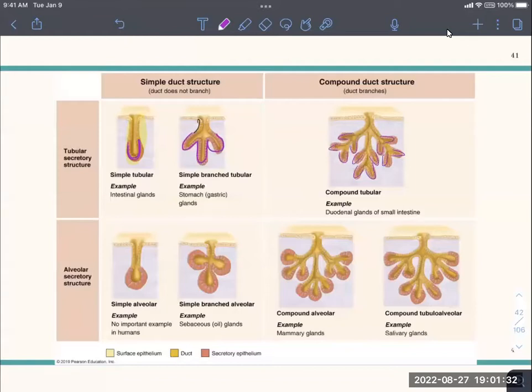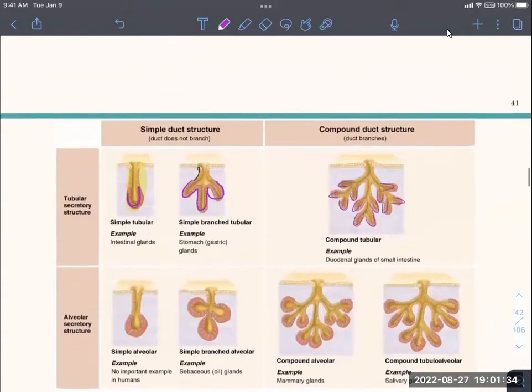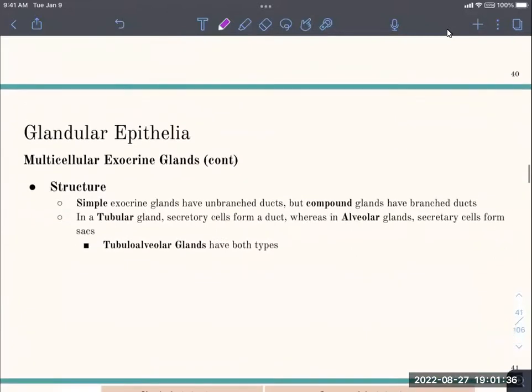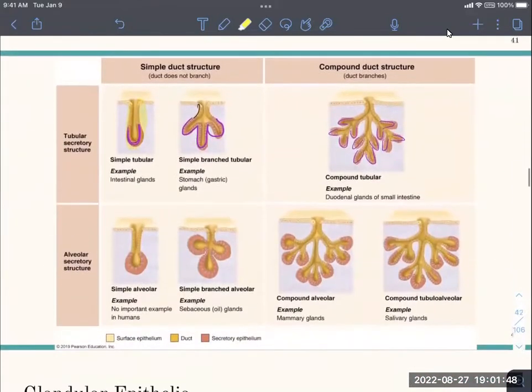These alveolar structures secrete cells. They form sacs more. As we see here, these cells form sacs. So here are the little sacs at the bottom of each gland here. There are more sacs, instead of just tubules. We have simple branched, compound alveolar, and compound tubuloalveolar.